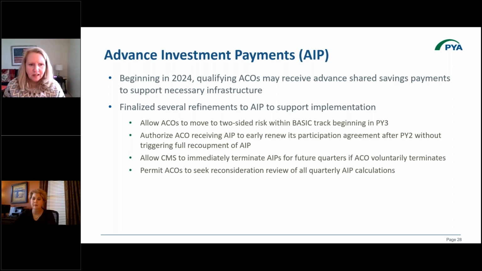It'll be interesting to see. CMS has not yet released the data for 2024 participation. I had crossed my fingers and hoped they had, but last year it was about the third week in January when they finally released those participation numbers. But we'll see if, in fact, adding the AIP program will positively impact participation in the MSSP program.